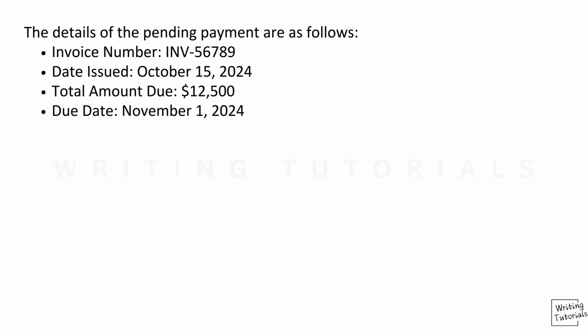This is a critical part of the letter. It provides all the necessary information about the payment in a concise and easy-to-read format, including details like the invoice number, issue date, amount due, and due date ensures there's no confusion. When writing your own payment request, always double-check these details for accuracy. Providing clear, specific information shows professionalism and helps the recipient locate the payment in their records quickly.